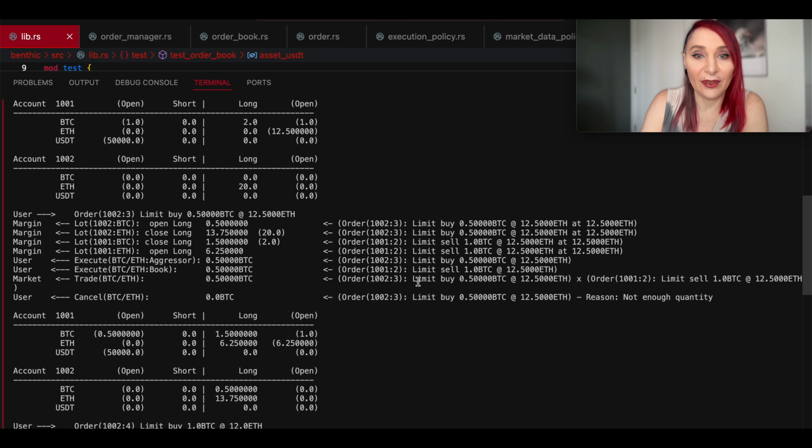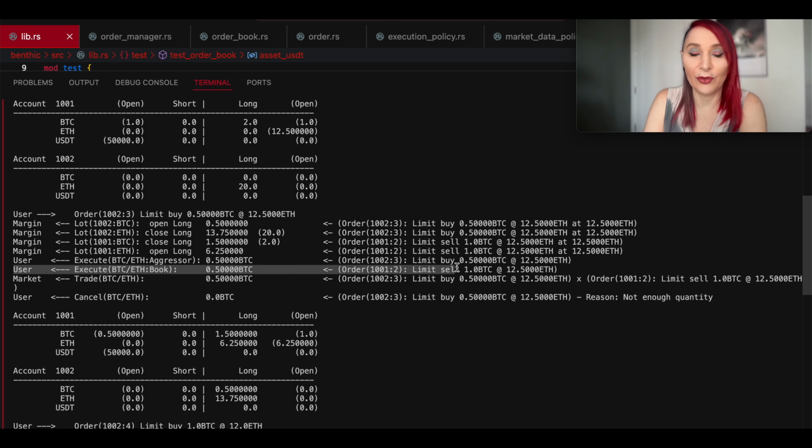So you see, user 2 gets execution of their limit buy half Bitcoin at 12.5 Ethereum, and they get half quantity that was executed, right? So the order was for half, but they get half. So that's the same quantity. And they are the aggressor because they were the second one. It was their order that was matched against the one that's on the book. So they are the aggressor.